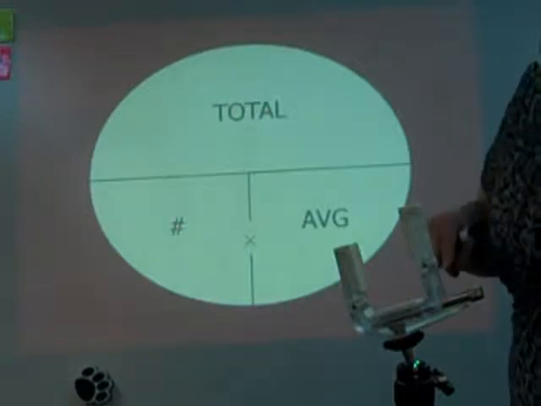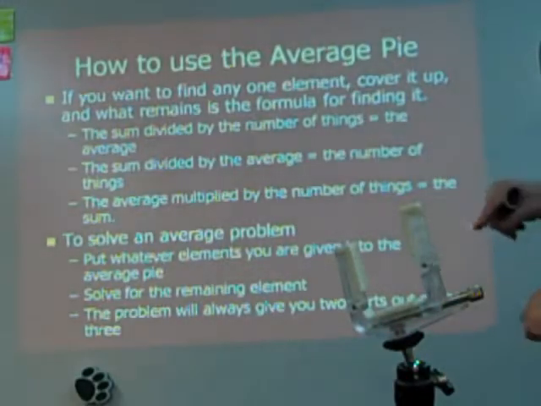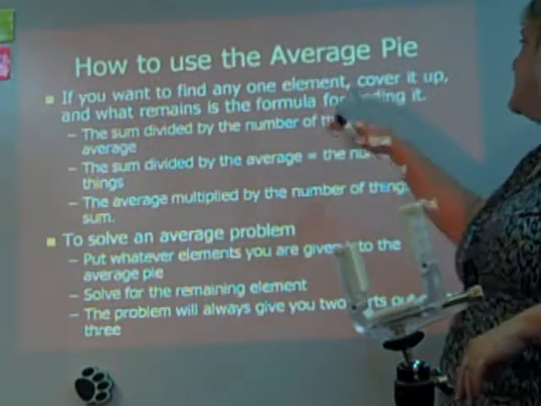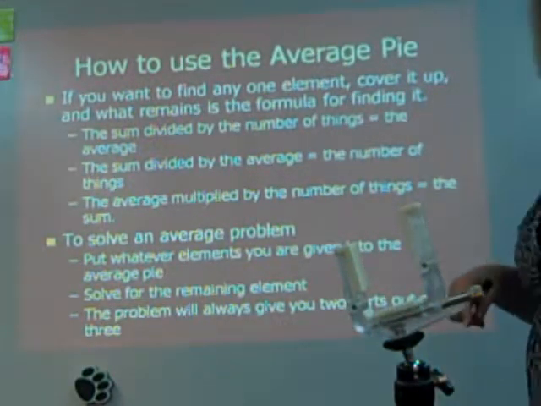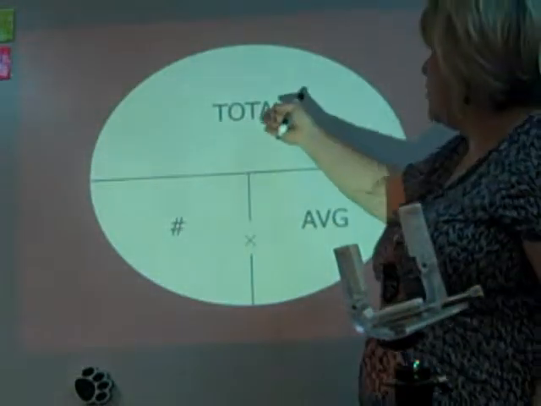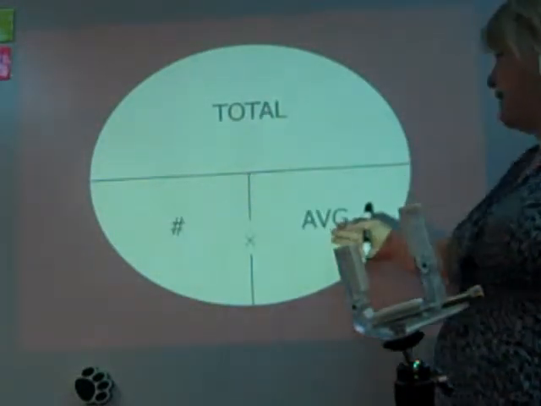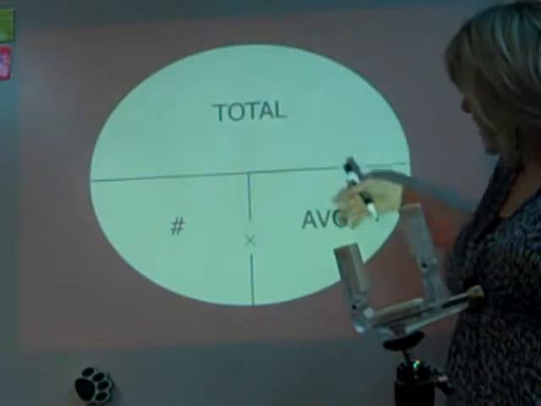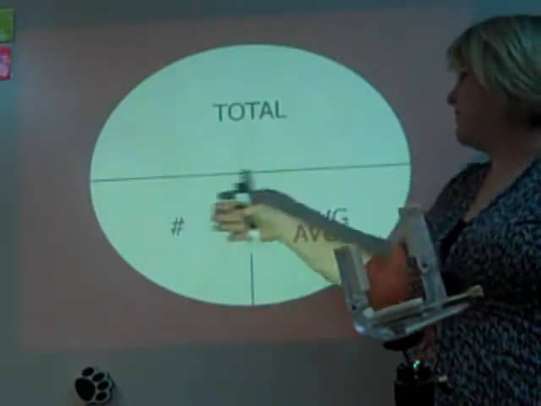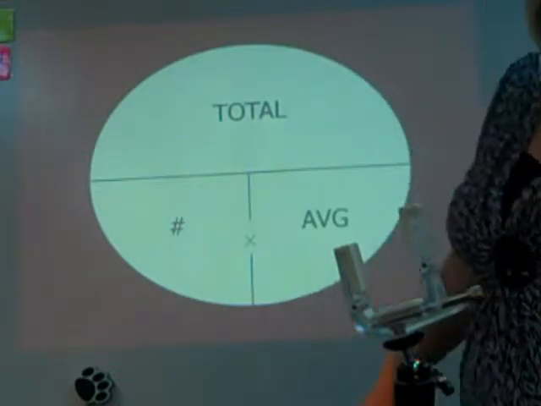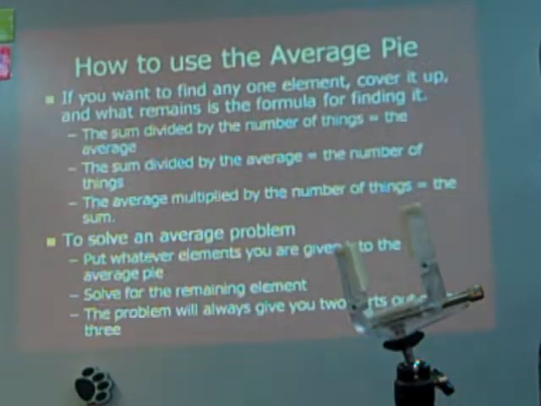Okay. So the next slide kind of explains that. If you want to find any one element, cover it up, and what remains is the formula for finding it. So if we go back and look, the total divided by the number of things is the average. The total divided by the average is the number of things, and the number of things times the average is the total. So to solve any average problem, put whatever elements you're given into the average pie, and solve for the remaining element. The problem is always going to give you 2 parts out of the 3.